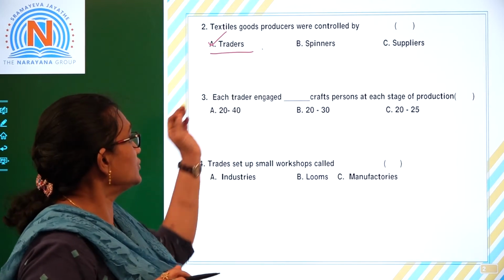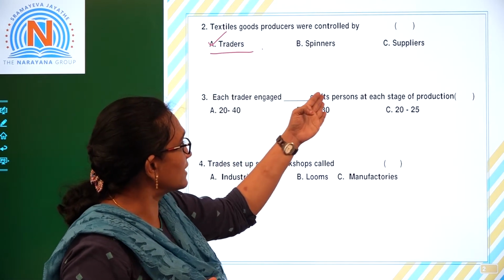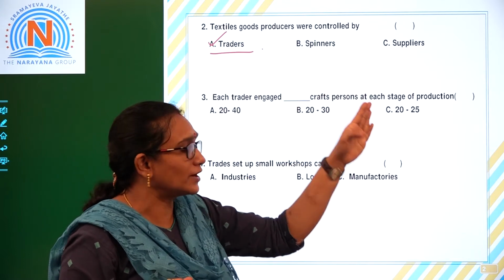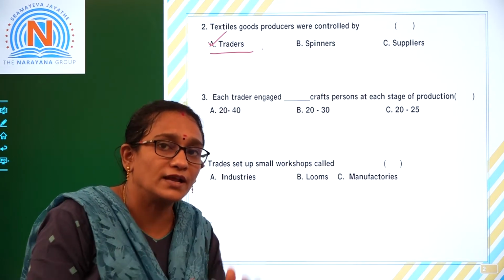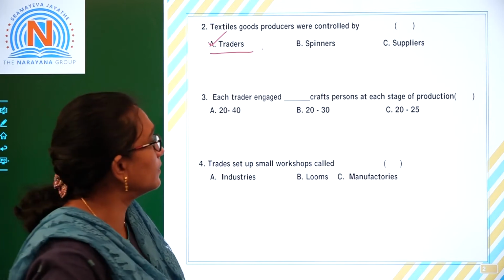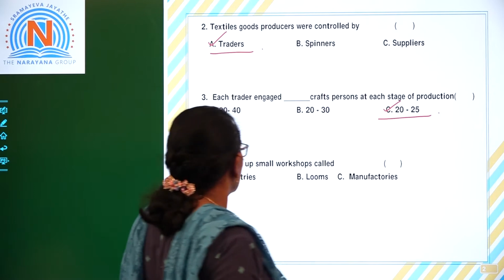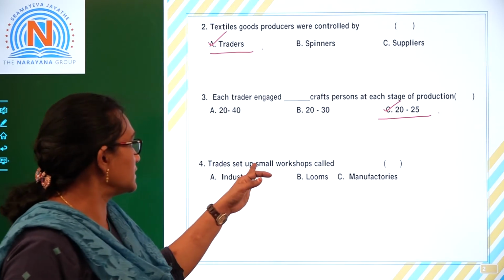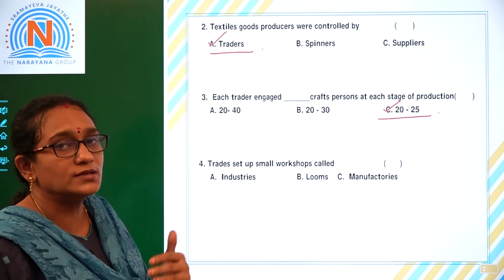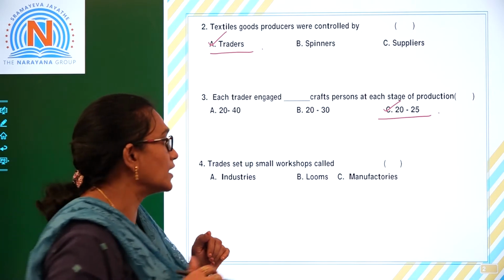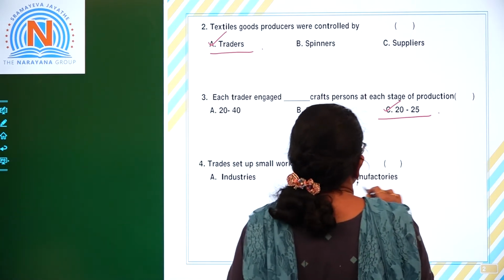Next, each trader engaged dash craftspersons at each stage of production. So, how many people were engaged in the work? Nearly 20 to 25 people were engaged in the work. The trader set up a small workshop called. What is the name of the small workshops? They are known as manufactories.